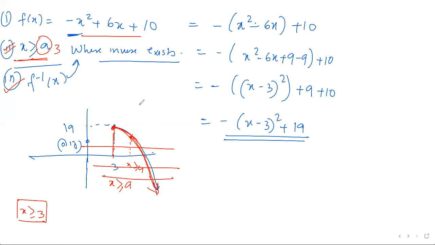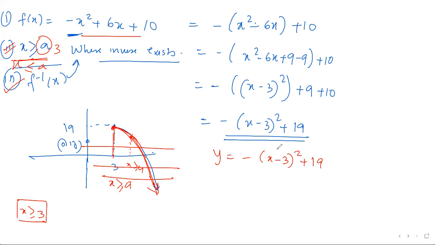Generally, a is nothing but the x coordinate of the vertex, because you either take the left side or the right side of the vertex. If they had said take x less than or equal to a, then you would still take a as 3, but you're retaining the left side of the vertex. Out here in this question, I have retained the right side of the vertex, and now I have to find the inverse of (x minus 3) squared plus 19.